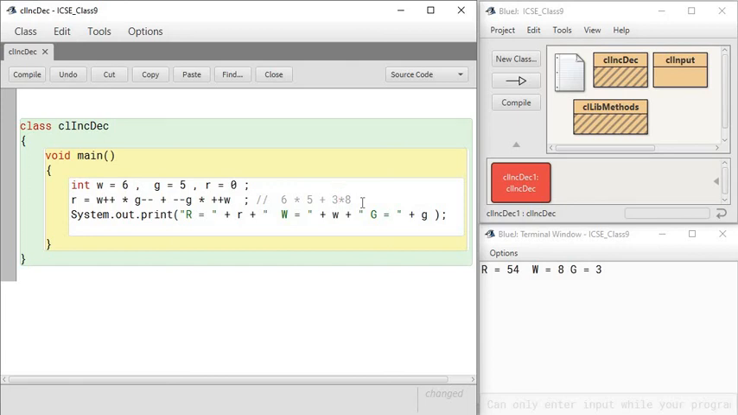Now look into the answer. Is 6 into 5, the 30, plus 8, is the 24 matching with the answer? I think it is now matching with the answer. If I say that 6 into 5 is coming from the first side plus 3 into 8 is coming from the second side. What is the final value of W? It is 6 becoming 7 becoming 8. And what is the final value in G? It is 5 which is becoming 4 which is becoming 3.